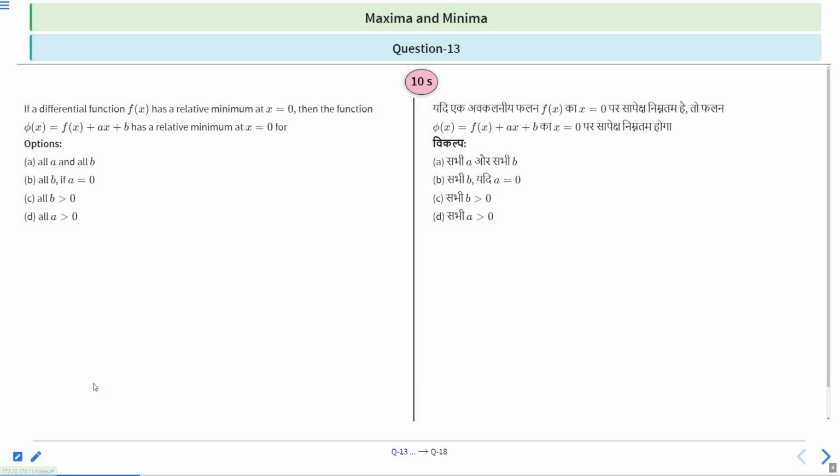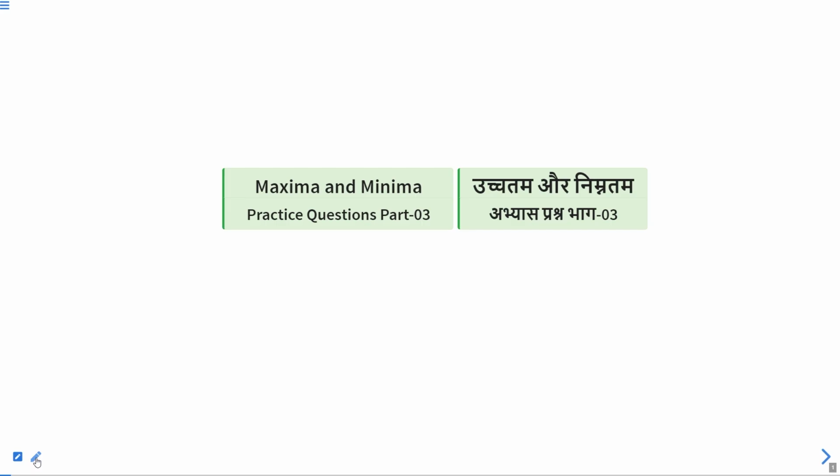So let's start with question number 13, which says, if a differential function f(x) has a relative minimum at x equal to 0, then the function phi(x) is equal to f(x) plus ax plus b has a relative minimum at x equal to 0 for which a and b, right?